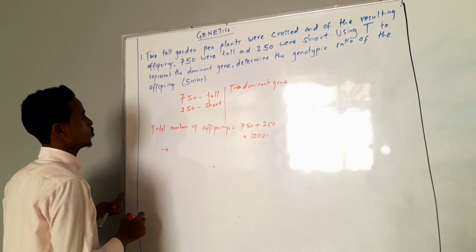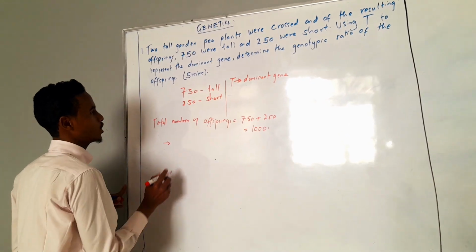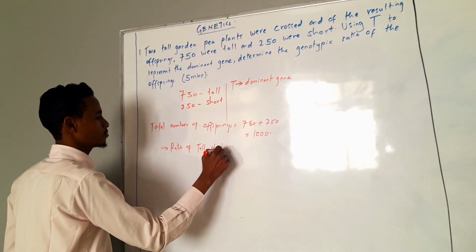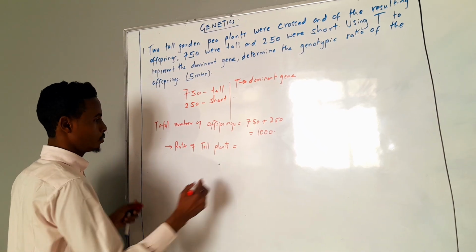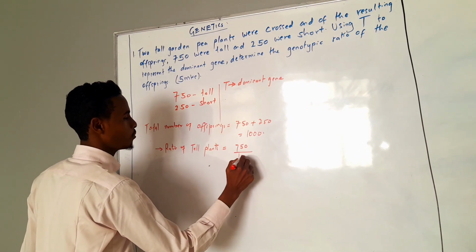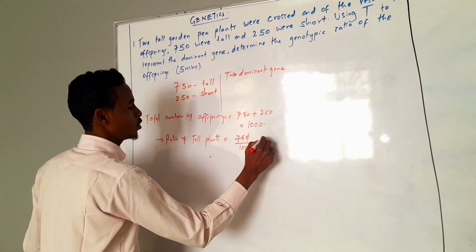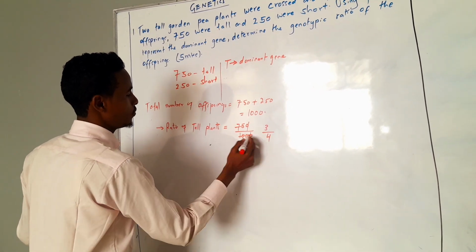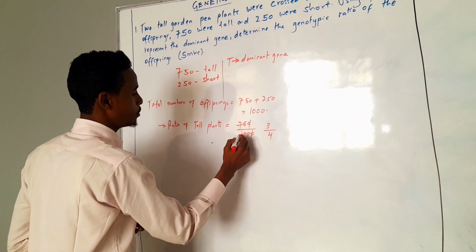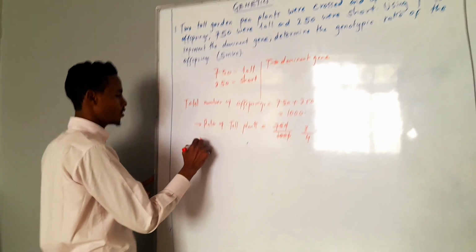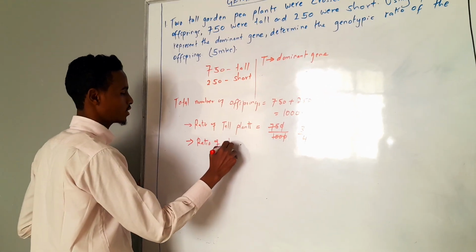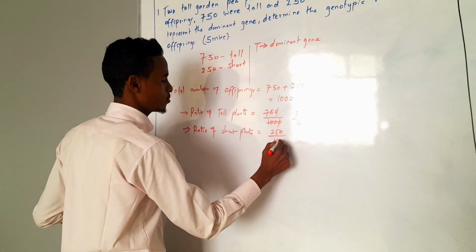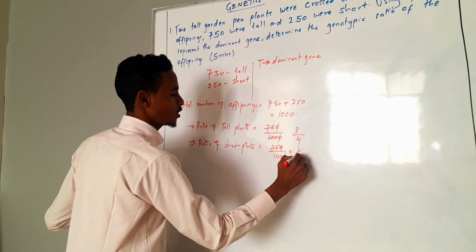Now let's look at the ratio of tall plants and the ratio of short plants. The ratio of tall plants will be 750 over the total number of offspring, 1,000. Dividing both by 250 gives 3 over 4. The ratio of short plants will be 250 over 1,000, which gives us a quarter.